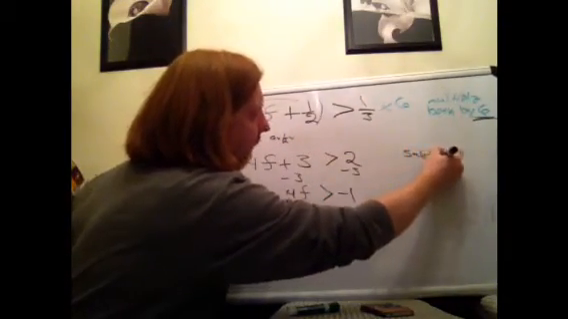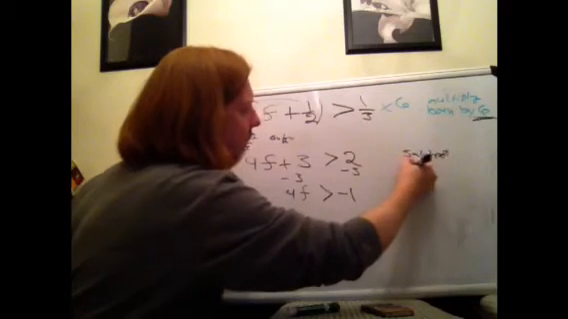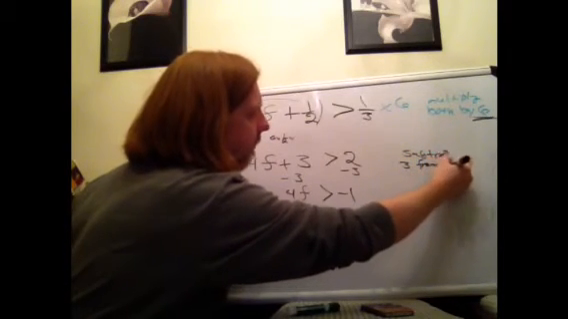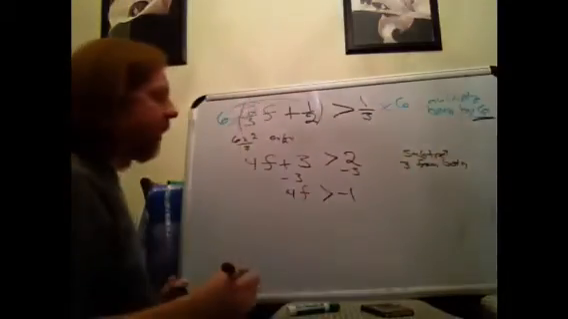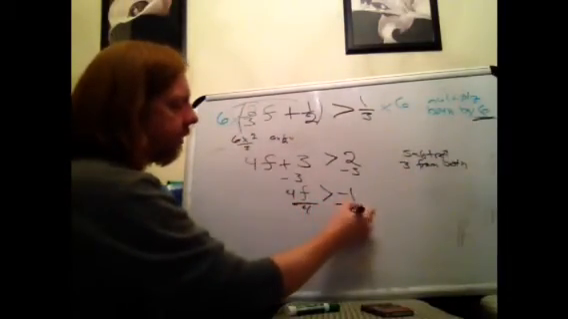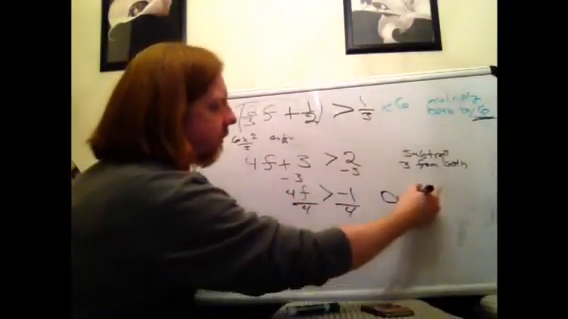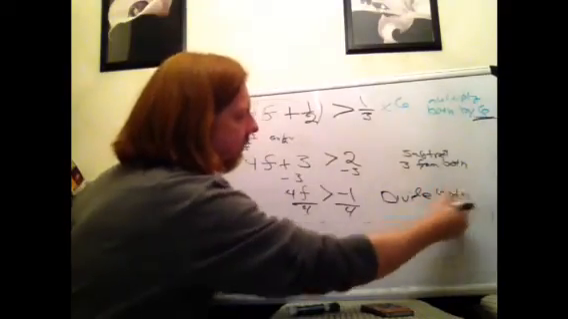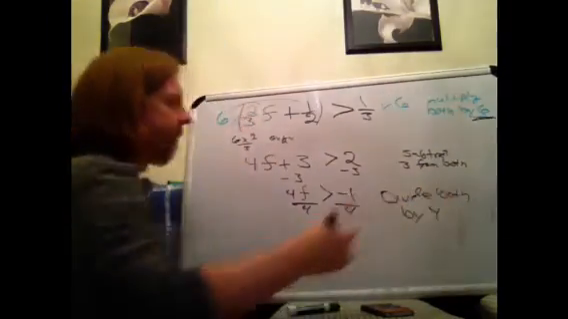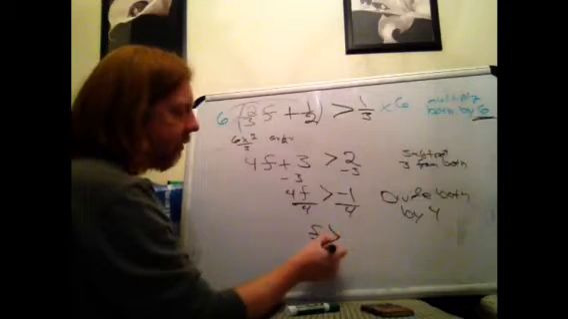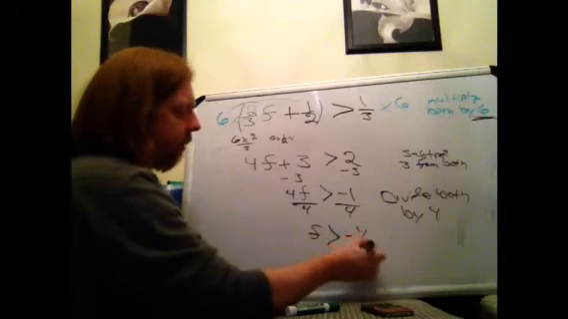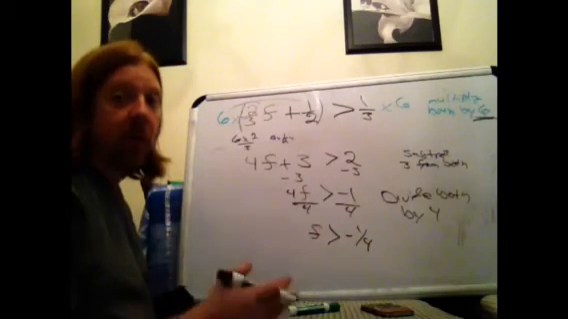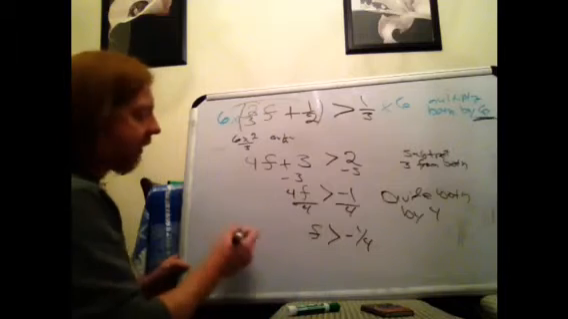I subtracted 3 from both sides. Now I'm going to divide by 4. Divide both sides by 4. So f is strictly greater than -1/4. That's my solved inequality. Now I have to draw a graph that goes with that.